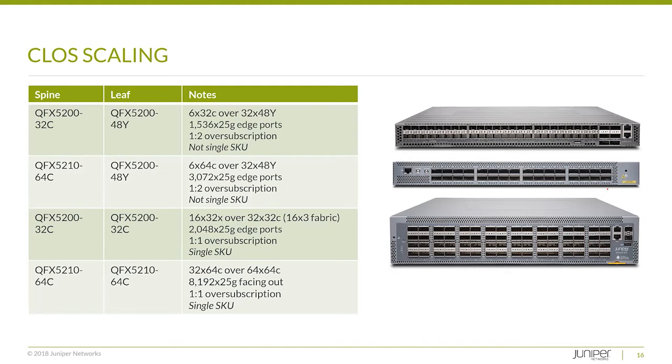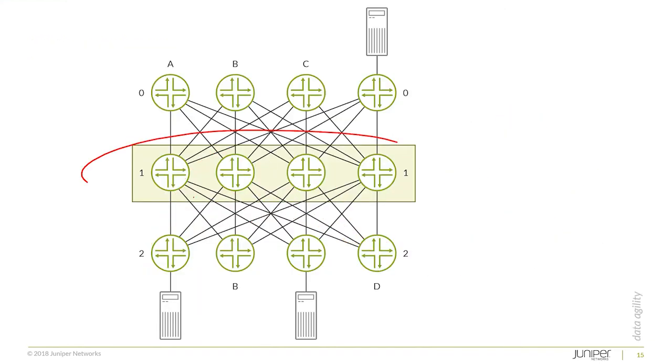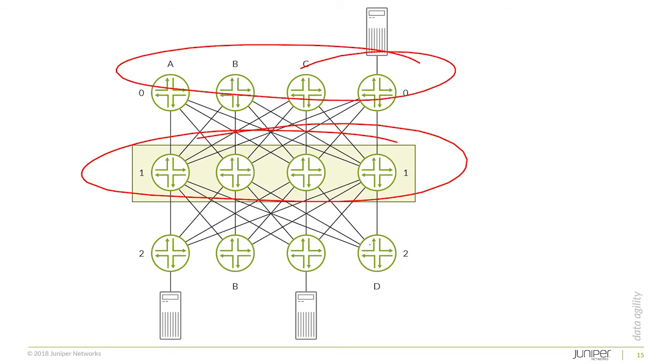So let's talk about Clos scaling just a little bit. Here's a couple of Juniper boxes you might use to build these Clos fabrics. You might use the QFX5232C and then a 48Y. So in this case, for instance, I can say if I'm using a 32C with a 48Y leaf node, so if I go back up, these are my spines and these are my leaves.